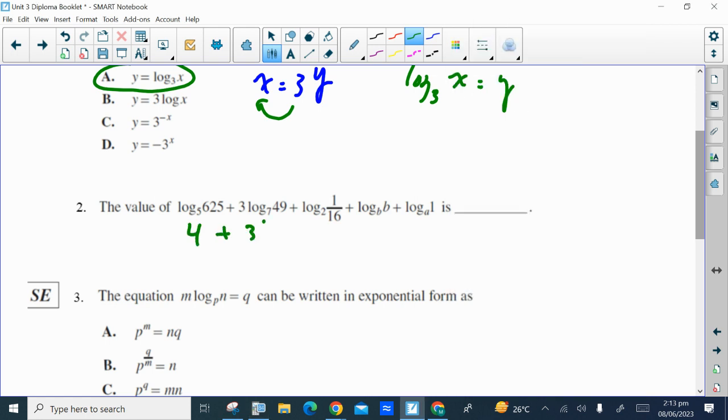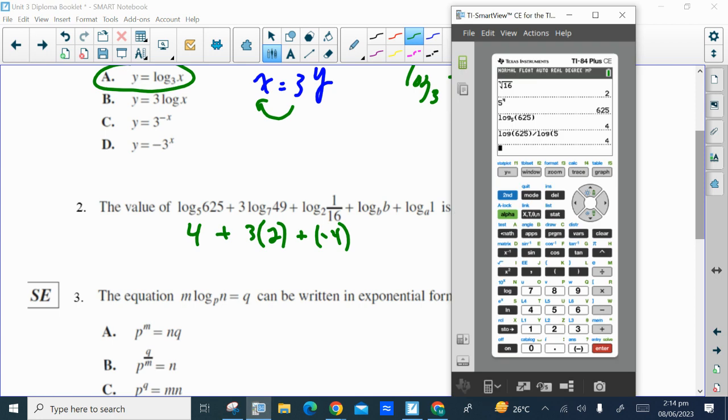Plus 3 times log base 7 of 49 will be 2. That's asking 7 to what power is 49? Or you could use your calculator to see that log base 7 of 49 is 2. Plus, log base 2 of 1/16 will be negative 4. That's asking 2 to what power is 1/16? And it will be negative 4. But you can use your calculator to get that as well.